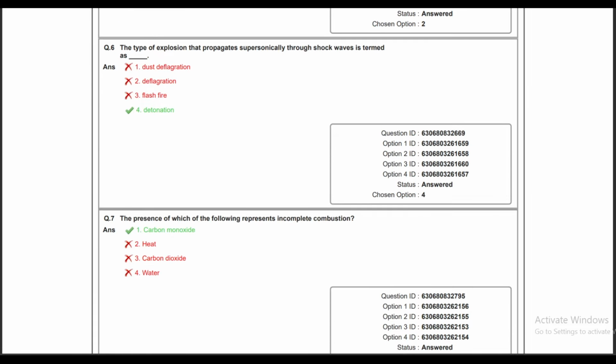In the next question, the type of explosion that propagates supersonically through shock waves is termed as. So four options they are providing you, and the correct option is detonation. Detonation we can say is a type of explosion that propagates supersonically through shock waves, due to which there will be a rapid release of energy, and that can lead to higher pressure waves that travel faster than the speed of sound. So fourth option is correct answer.